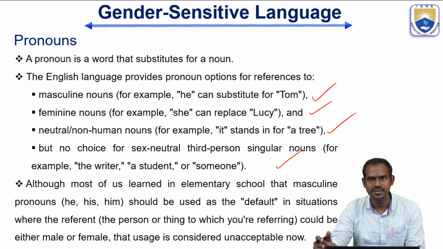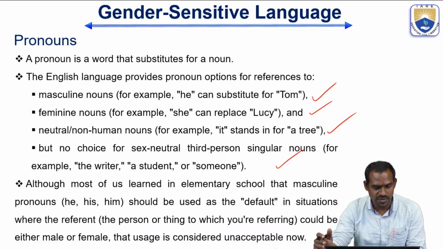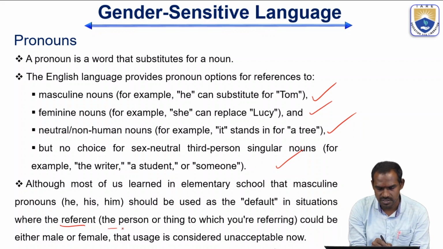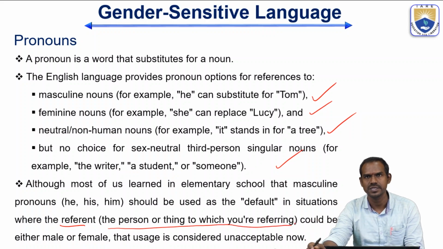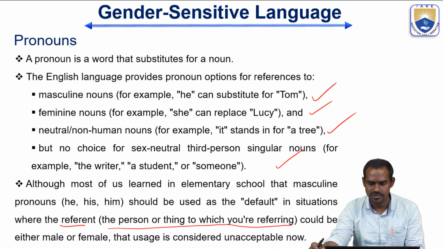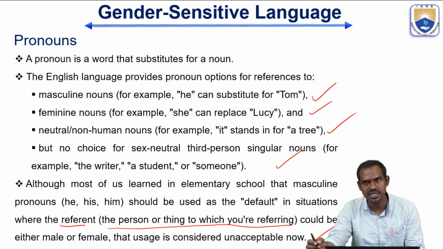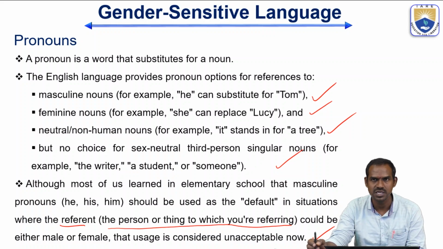So it is very crucial to note this down and follow it. Although most of us learned in elementary school that masculine pronouns he, his, him should be used as the default in situations where the referent, meaning the person or thing to which you are referring, could be either male or female, that usage is considered unacceptable now.